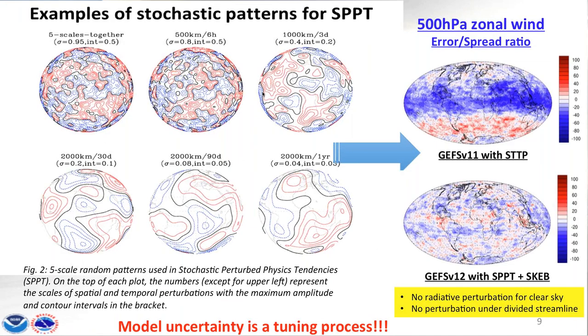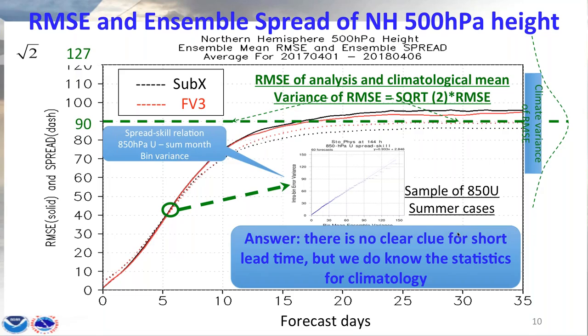And right now many people are talking about that. We also showed that when we start to introduce the five-scale stochastics, we much improve our uncertainty forecast from top to bottom. You see the color is light. That is much better than before. Okay, with stochastics.